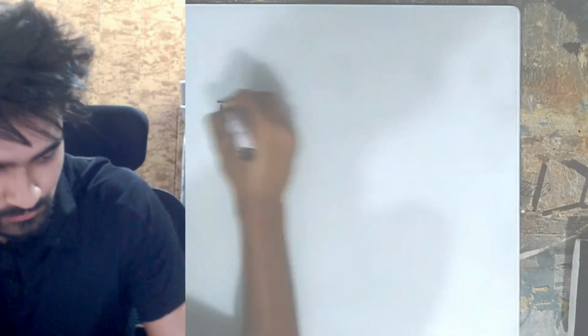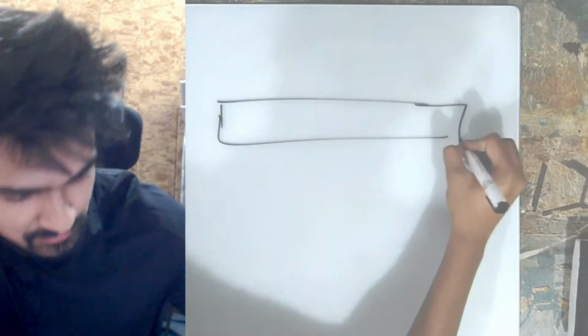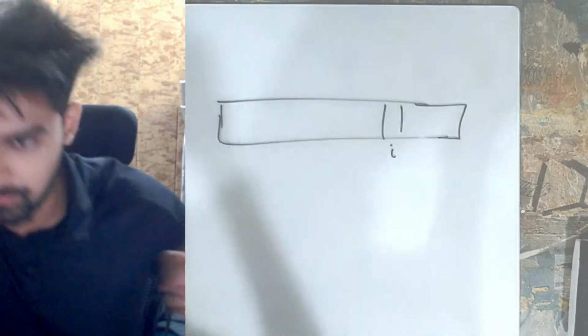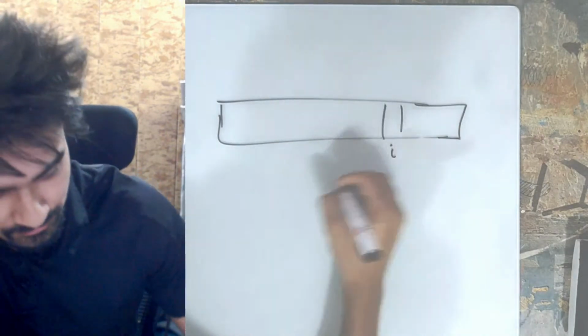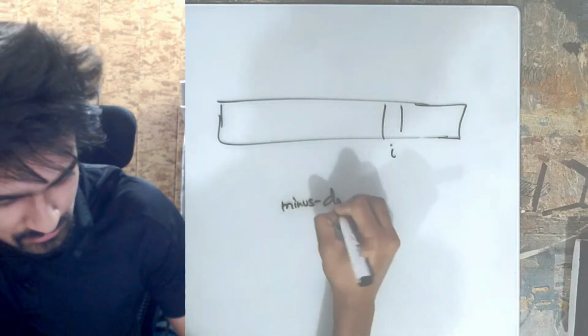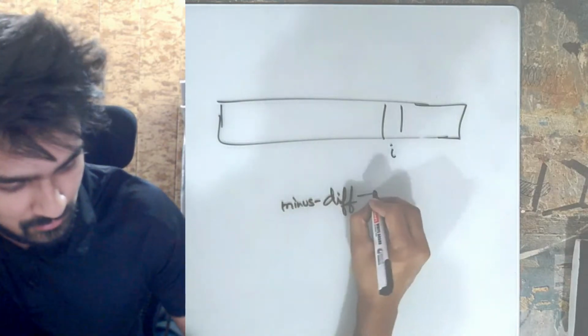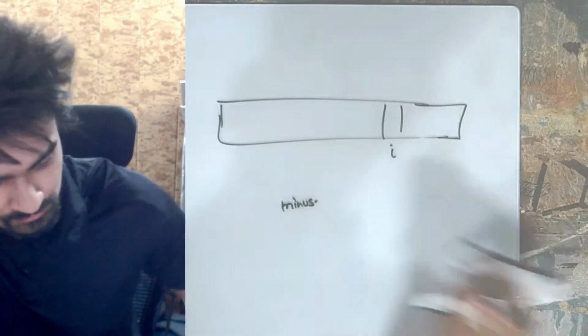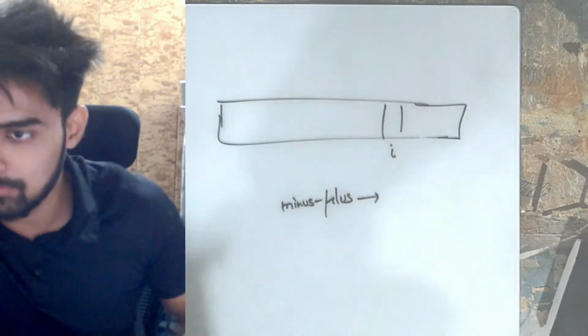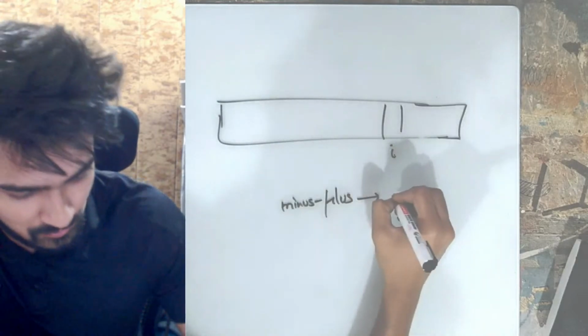Okay, so let's say this is the complete string. And let's say I am at this ith index. And let's say my value of minus, sorry, plus at this index is equal to 0.